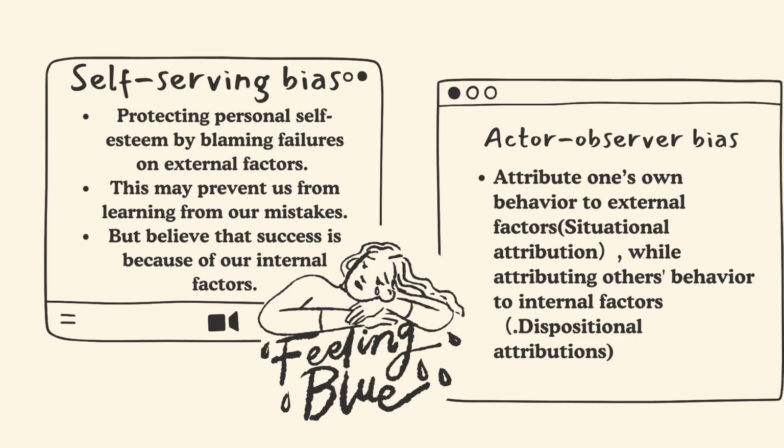I'm smart. The actor-observer bias is attributing one's own behavior to external factors, for example, situational attribution, while attributing others' behavior to internal factors, which is also dispositional attribution. For example, if I'm late to work, I might blame that the traffic is really bad today. But if my coworkers or other people are late and I see it, I might think that's because they're too lazy to get up or they walk too slow, something like that.